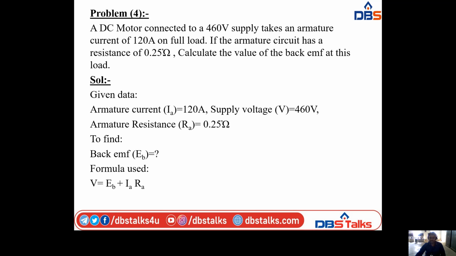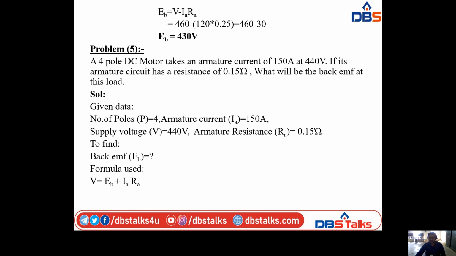Here also I am using the same formula as in the previous problem: V is equal to EB plus IA RA. To calculate the back EMF, from that equation I am writing EB is equal to V minus IA RA. Here the supply voltage is 460, minus armature current 120 into armature resistance 0.25, and finally we have 430 volts as the back EMF.